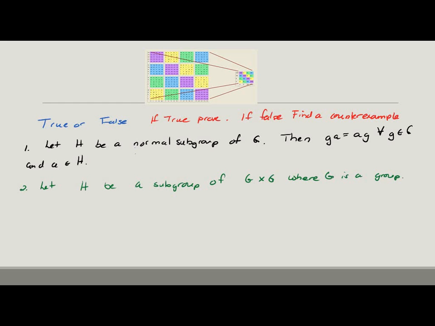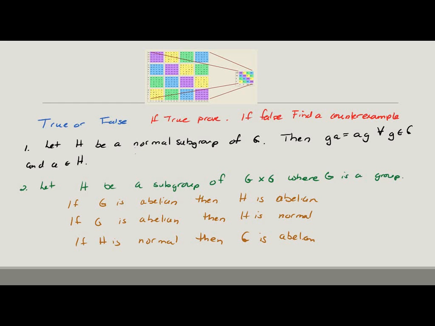Suppose I have a subgroup of the direct product G cross G, where G is a group. Now what will the subgroup look like? Because it's a subset, what does that have to look like? It has to be an ordered pair, so keep that in mind. Are these true? If I know that G is abelian, do I know that the subgroup of G cross G is abelian? If I know that G is abelian, is it true that H is normal? If I know that H is normal, does that prove that G is abelian? Some things to think about.